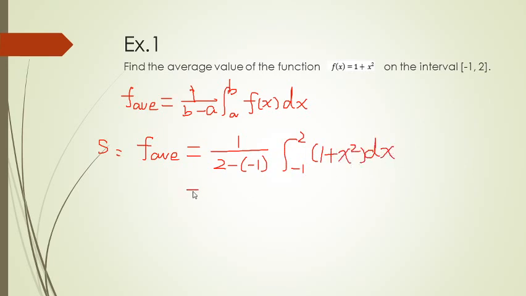So it's 1/3, right? And then the antiderivative is x plus 1/3 x cubed from -1 to 2, right? And then the final answer should be 2. The calculation is also easy, right?